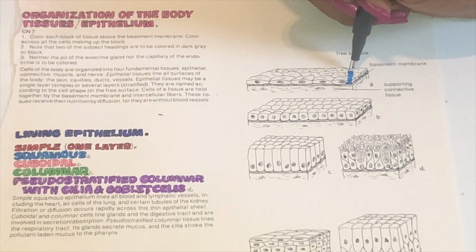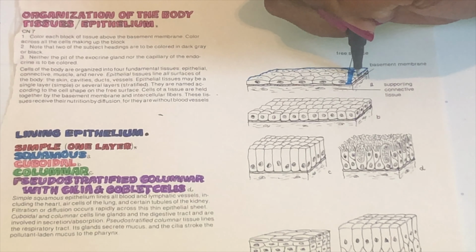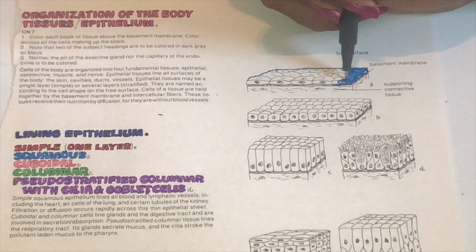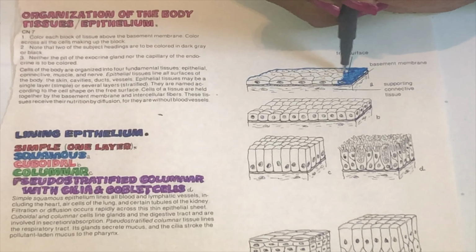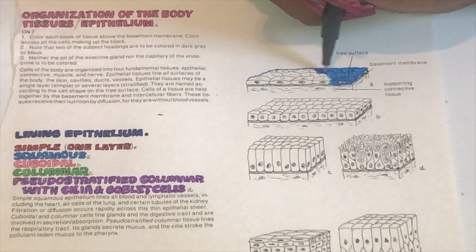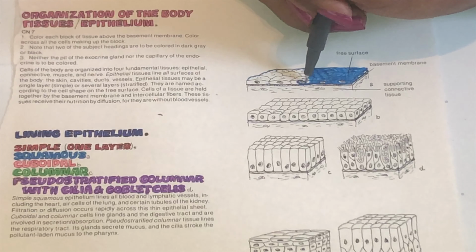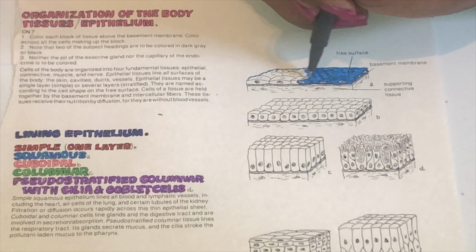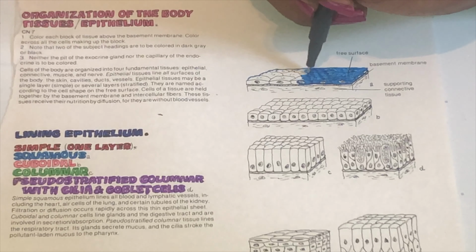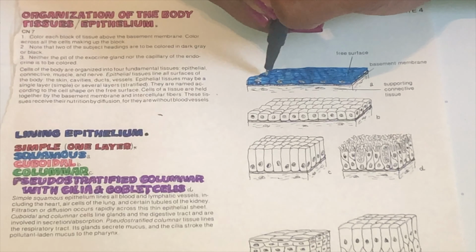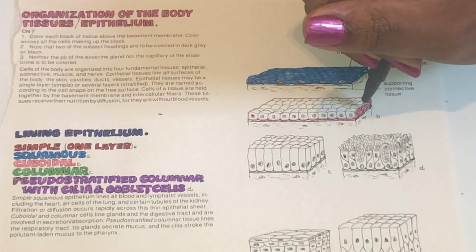So right now I am coloring the squamous in that blue color, and what's labeled up there is free surface, basement membrane, and supportive connective tissue. The supportive connective tissue I'll color in towards the end of the video, but right now we're just focusing on the free surface, which I'm coloring in blue, which is the squamous. Also the basement membrane I will color later on as well.